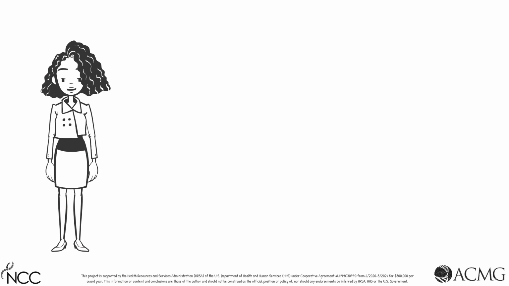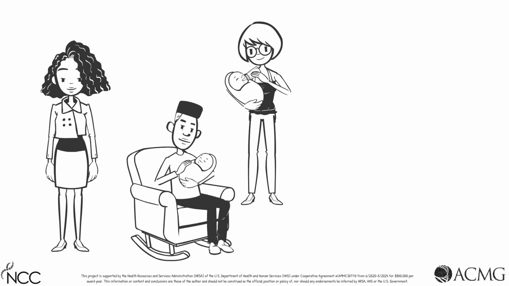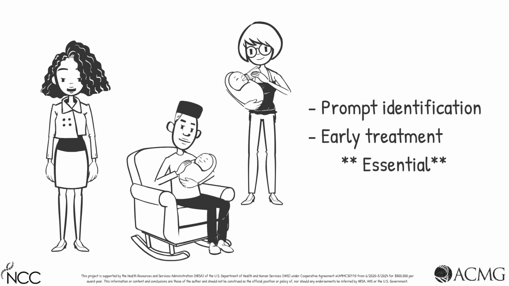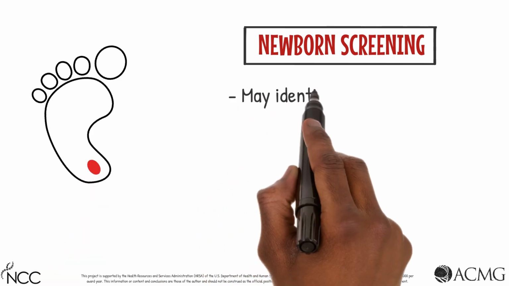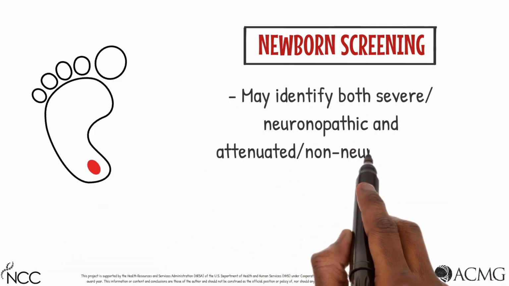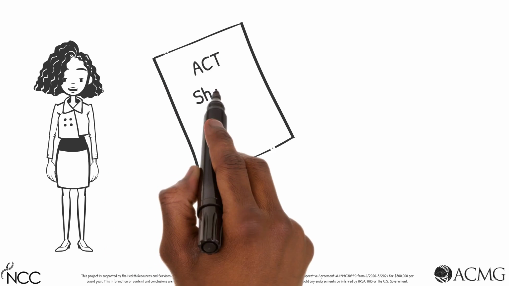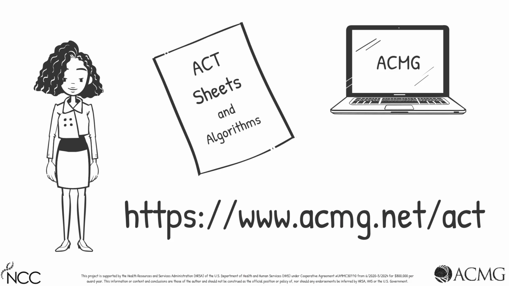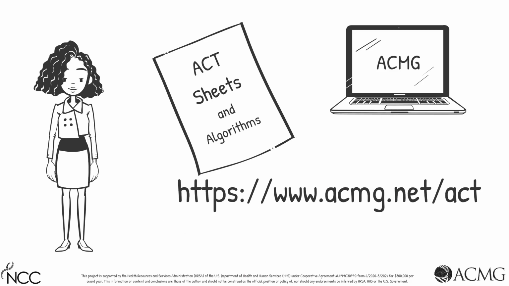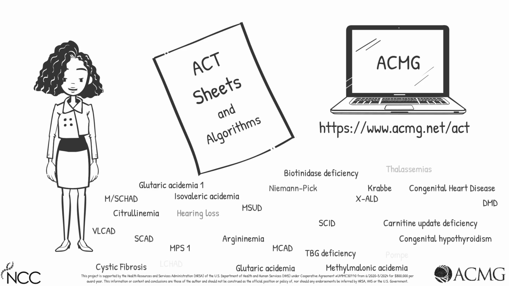Before we end today's session, let's have a quick review. First, MPS II is a serious condition, and identification of affected individuals is essential for administration of early treatment. Second, newborn screening may identify both the severe or neuronopathic as well as the attenuated or non-neuronopathic forms of MPS II. Third, ACT sheets are available on the ACMG website to review in the event of a screen positive result. In addition to MPS II, ACT sheets are available for many other conditions that can be identified through newborn screening.